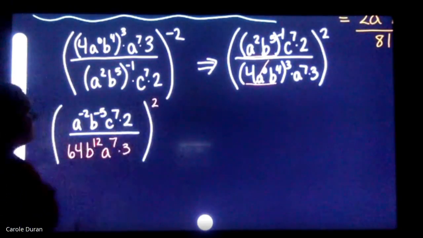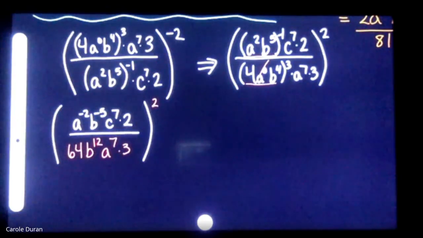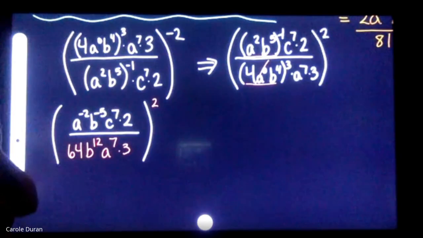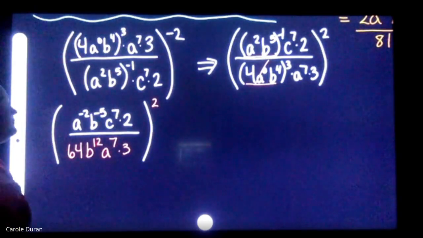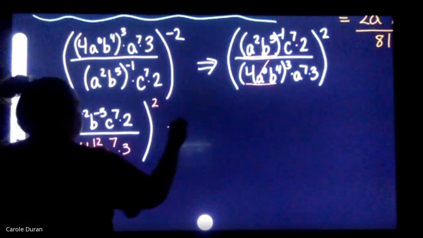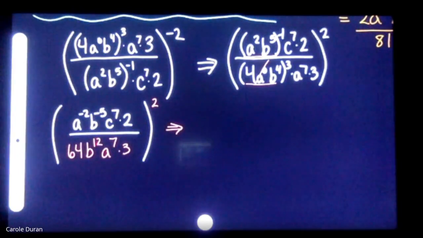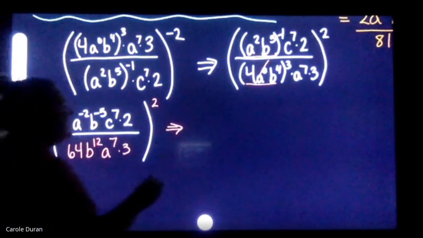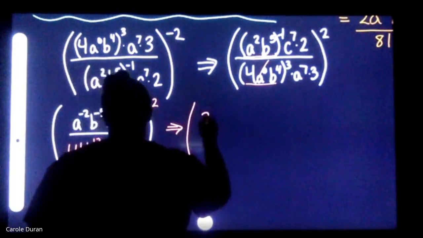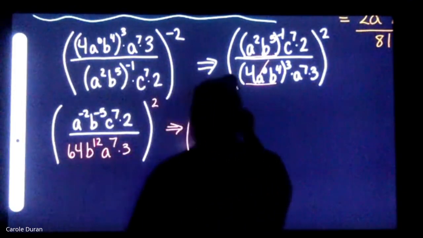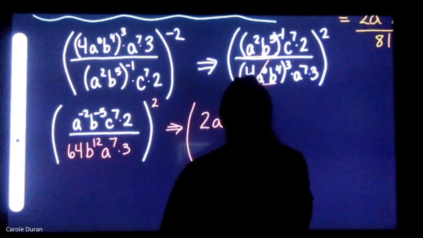Remember, don't forget that exponent on the outside of the big parentheses. Now I need to simplify the numerator and the denominator individually. So is there anything in the numerator that I can put together with itself? No. So I'm just going to rewrite it, and I'm going to put the 2 out front just because it makes it a little bit easier.